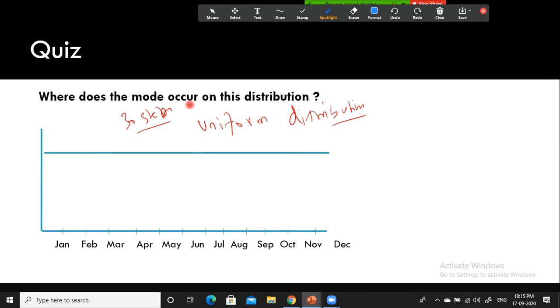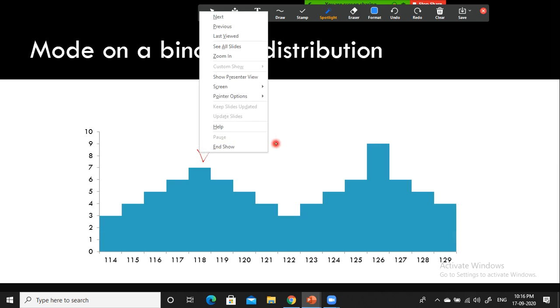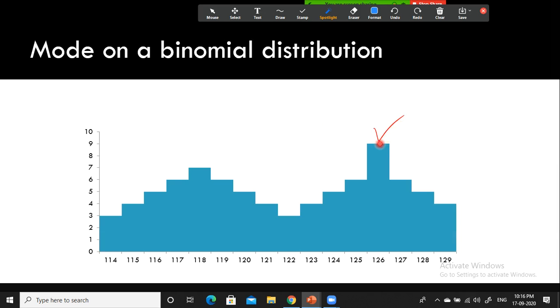Here we don't see any peak. So in the case of uniform distribution, there is no mode. Please note down, there is no mode when it comes to uniform distribution. Next one is, in this case, we have two modes here. This is mode 1 and mode 2. There are two peaks, here and here.